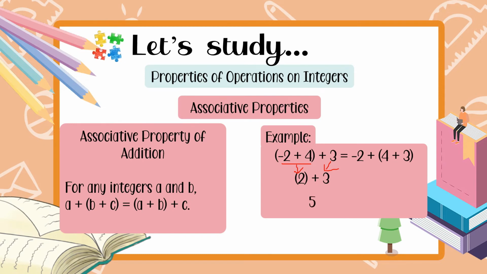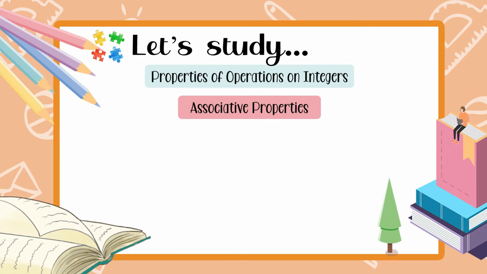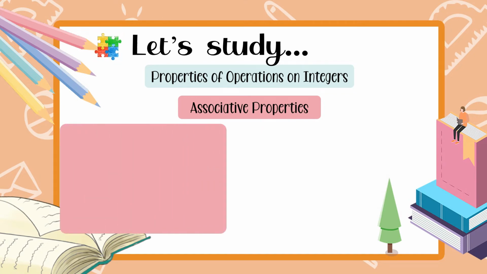Punta naman tayo sa kabila. So, let's bring down negative 2 and then add 4 plus 3. So, we will have negative 2, ayan si negative 2, and then 4 plus 3 is equal to 7. Okay? So, negative 2 plus positive 7, the answer is 5. Okay? So, as you can see, pareho lang yung sagot. So, ibig sabihin, the groupings does not affect the sum. Kaya tayo merong associative property. So, pangalawa sa associative property, we have the associative property of multiplication.